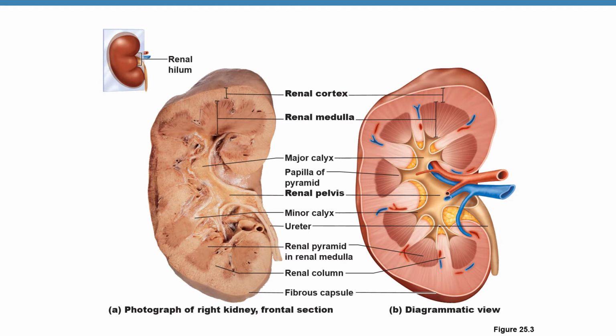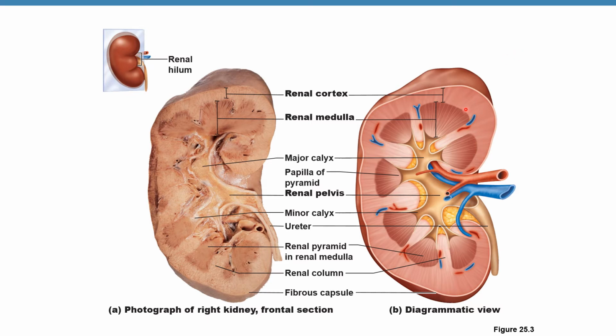On this diagram, I'm going to show you the major calyx, minor calyx, and so on, what we just discussed previously. Again, this part over here is the cortex. Inside is the medulla, and here's the renal pelvis. But see how the renal pelvis is branching into several tubes? This bigger tube is the major calyx, and the major calyx branches into smaller tubes called minor calyces. So this is a minor calyx.